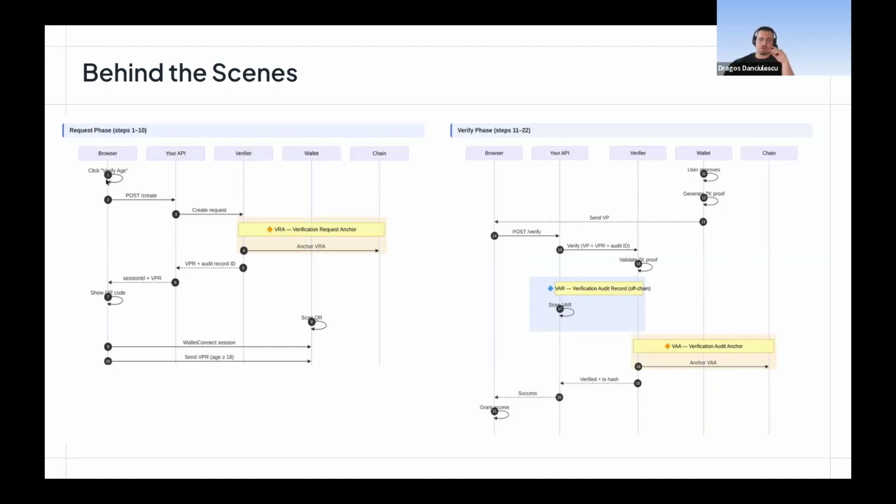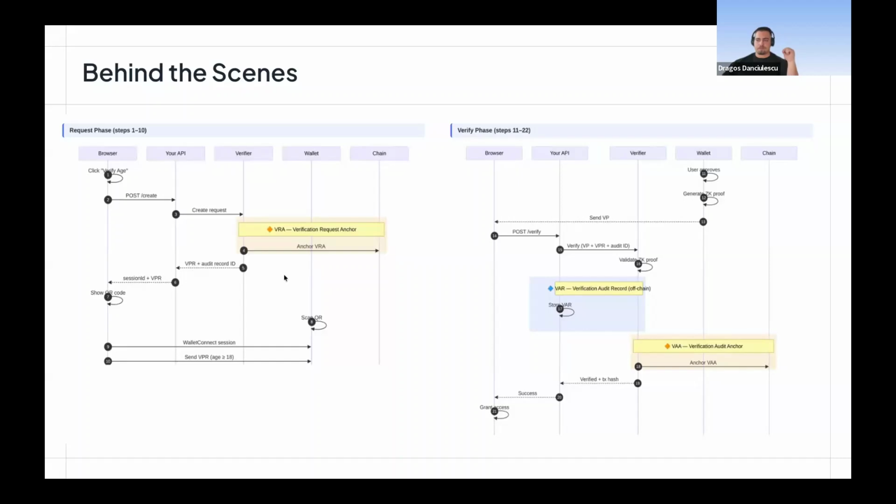So in the browser, a user will click on verify age. A post request will be created that will go through to your API. Then your API will create a request to the Concordium verifier. In this moment, the first anchor, the verification request, will be actually put on chain, so a transaction will happen. This is in order to avoid replay attacks, for example. So you can say that at this exact second, when the user started, this is the actual time and this is the user.